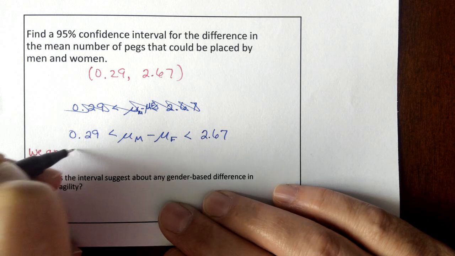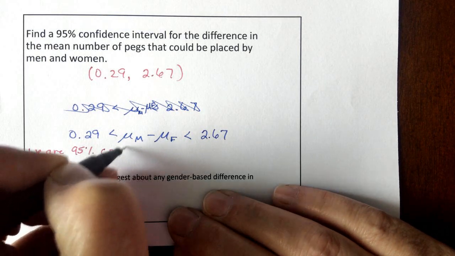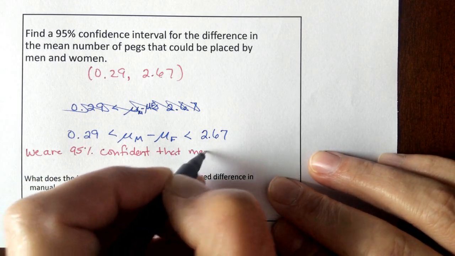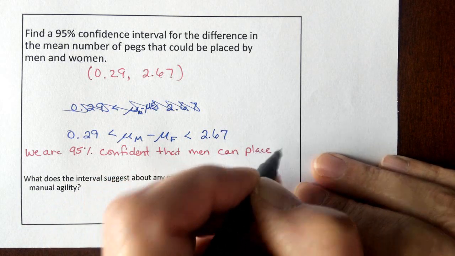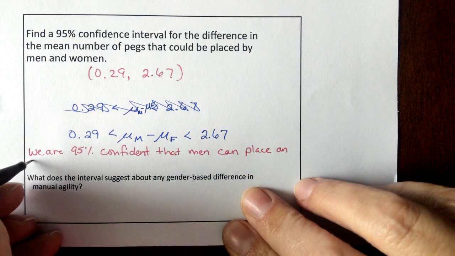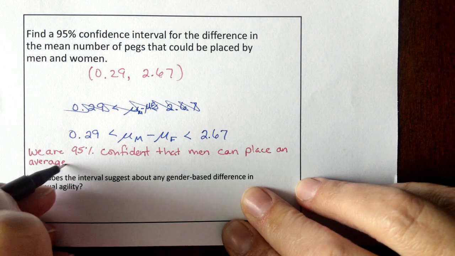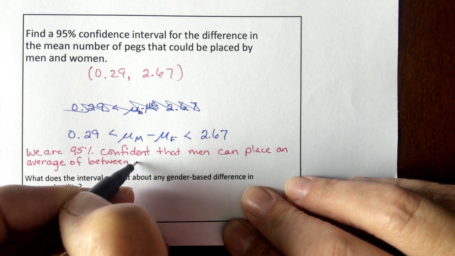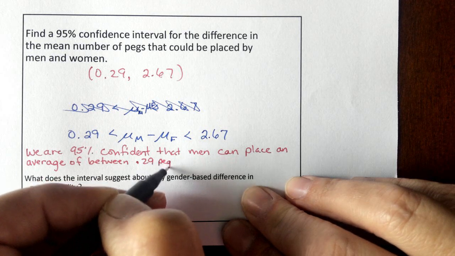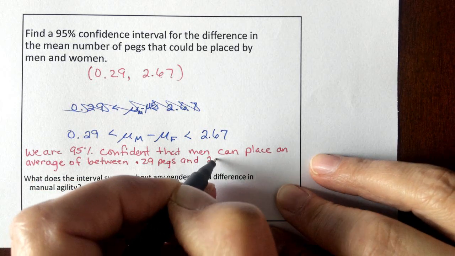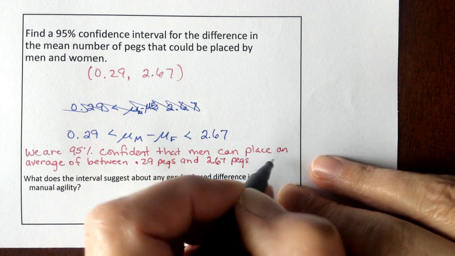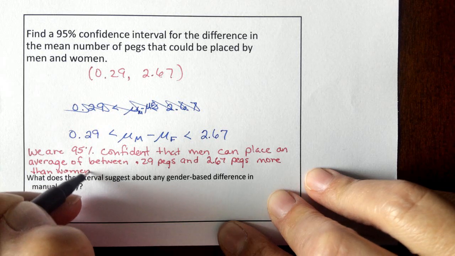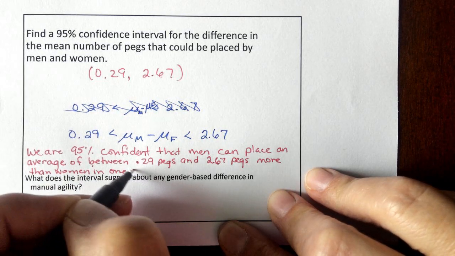We are 95% confident that men can place an average, make sure the word average or the word mean is in there somewhere, of between 0.29 pegs and 2.67 pegs more than women in 1 minute.